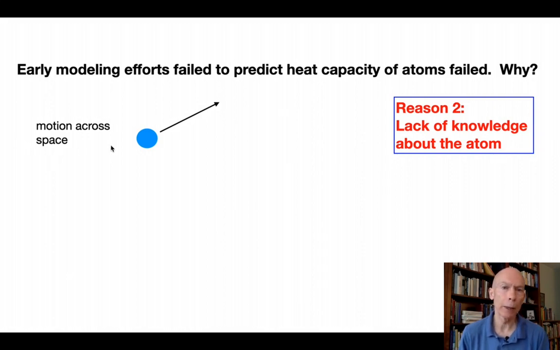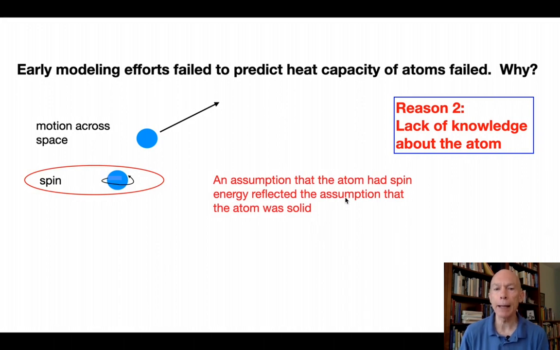When I spoke about the boundary wall colliding with the gas atoms, I spoke about two different types of motion possible. One was motion across space, translational motion. The other was spin motion. Both of these are possible for a sphere. But this motion right here is not possible for an atom. It's insignificant. That the atom had spin energy reflected the assumption that the atom was solid. This just wasn't so. The early theorists couldn't even conceive of this.